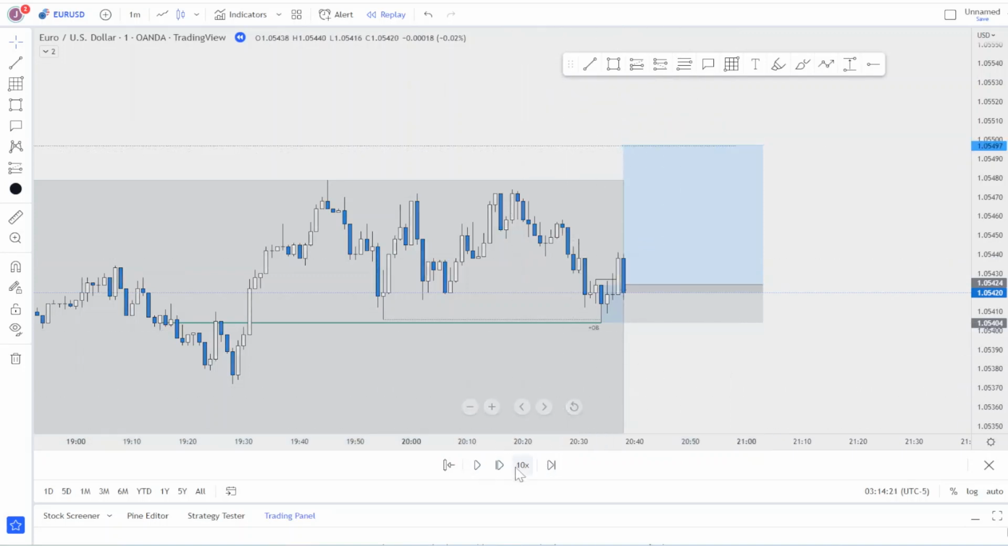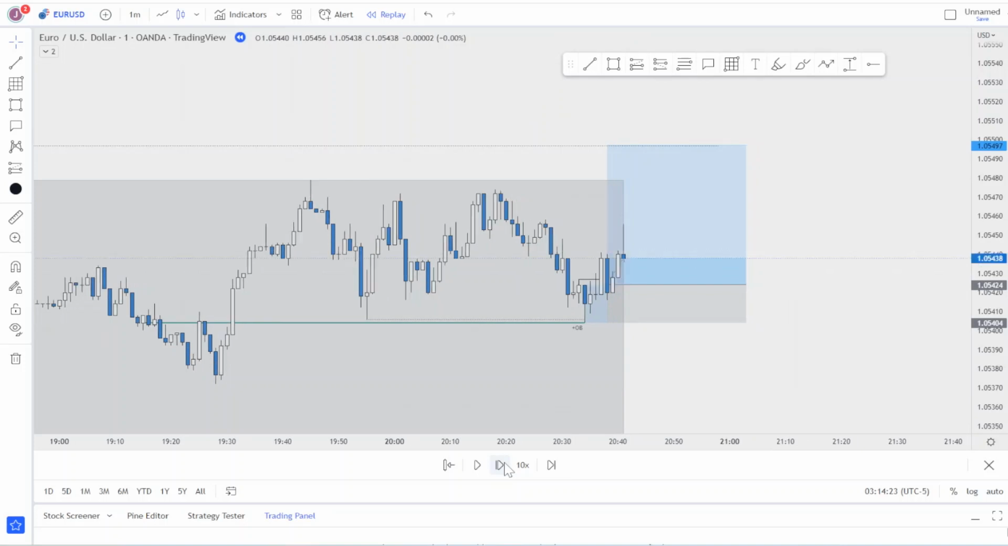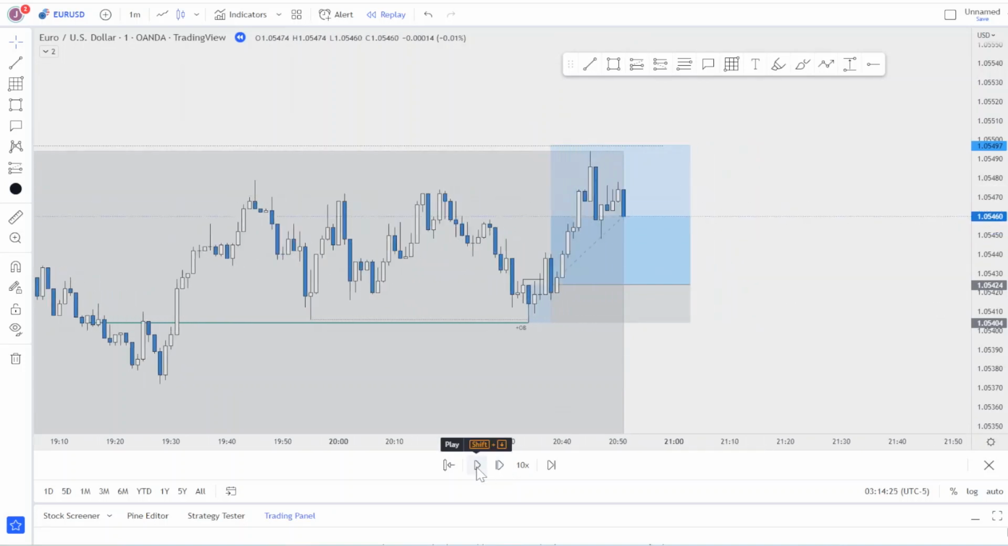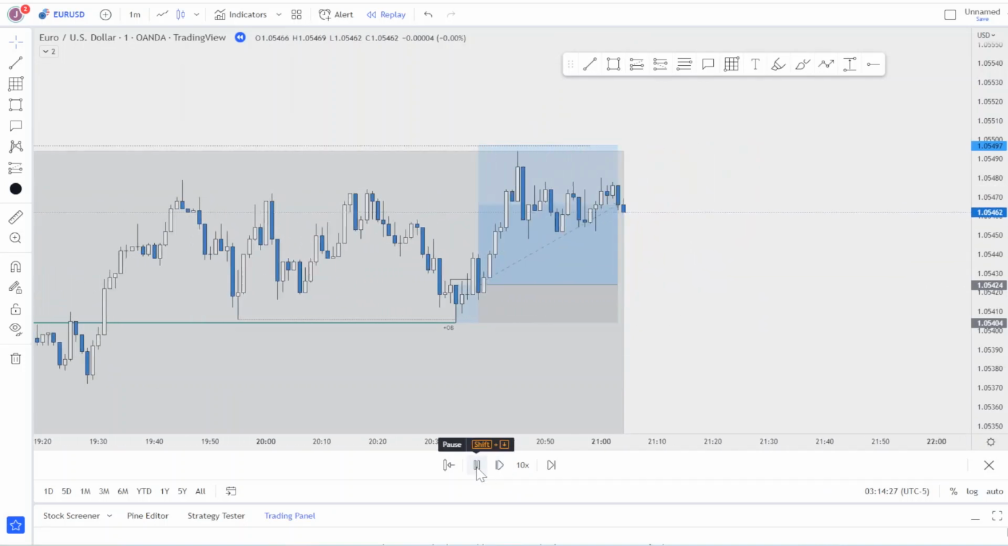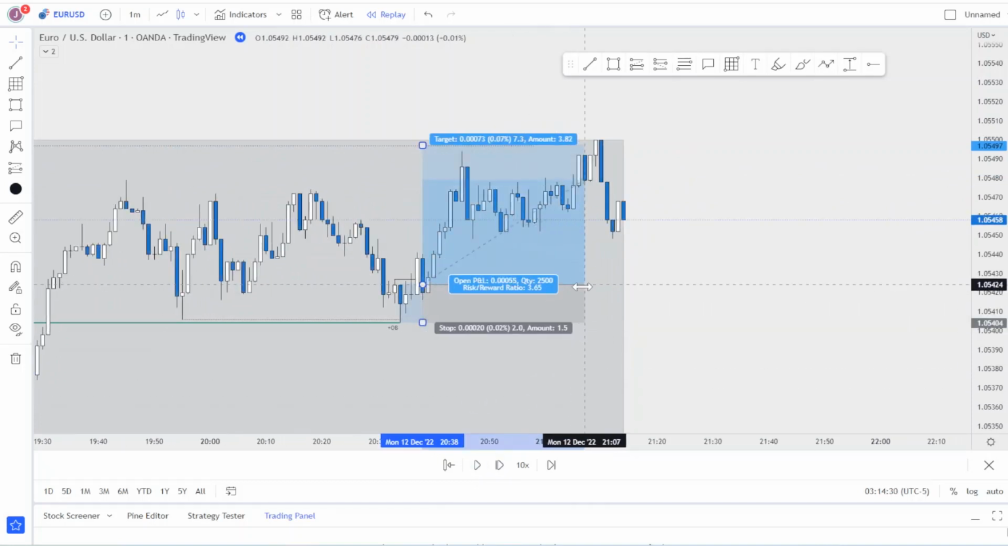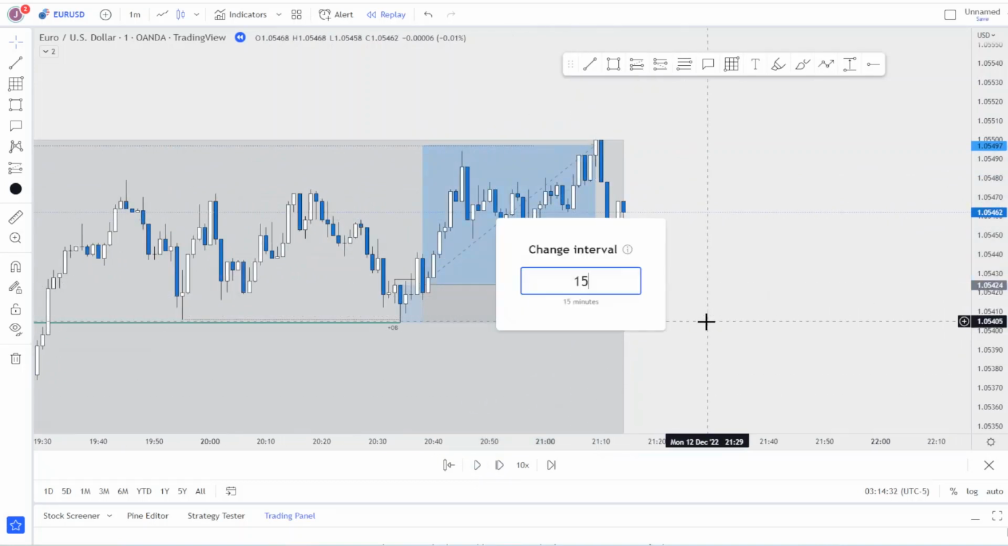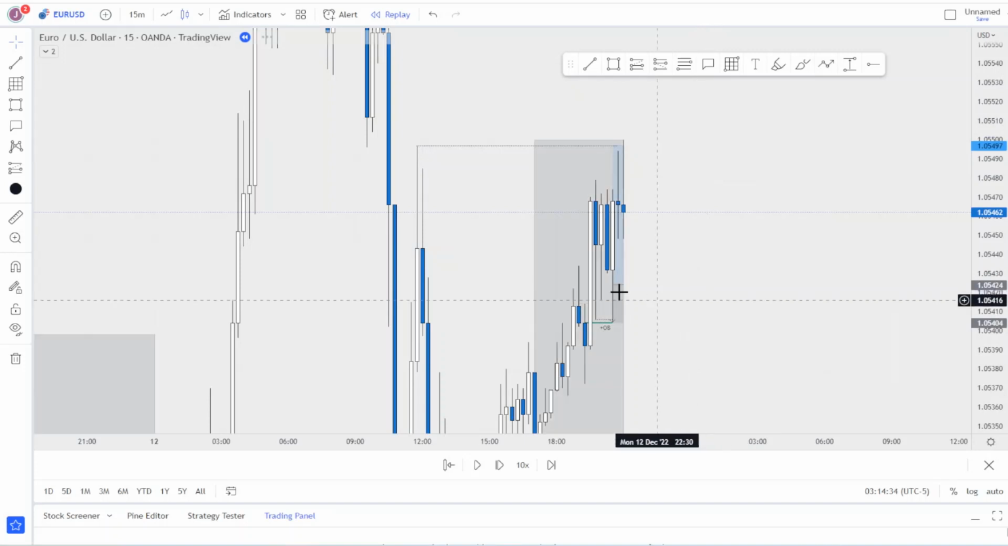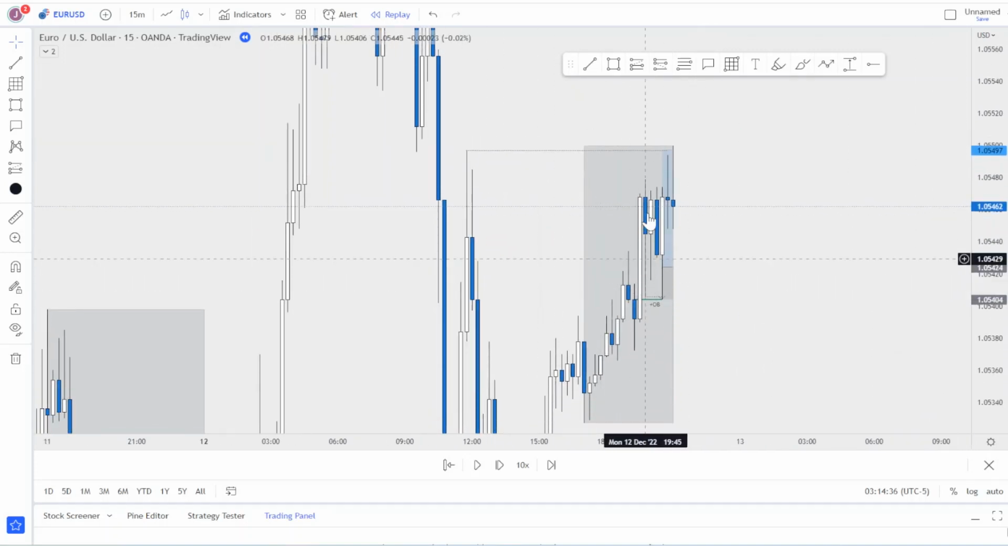We see price tapped, and then it pushed up, went down a little, and then hit RTP. We can have a look down the 15-minute time frame, and that was what happened. So yeah, we took out that liquidity, and that was the first trade of the Asian session.